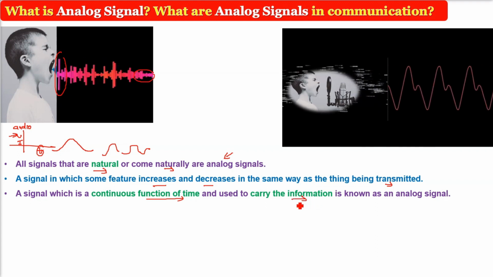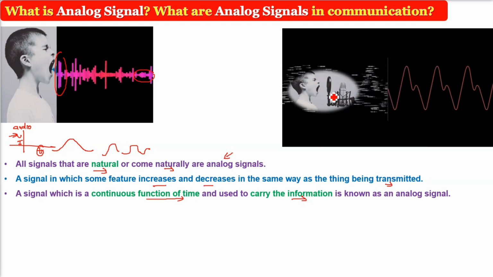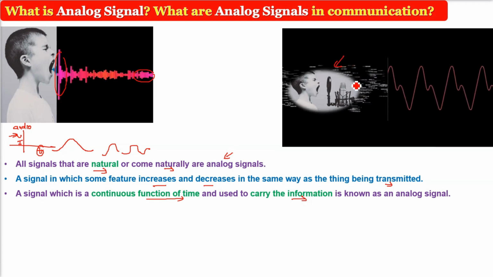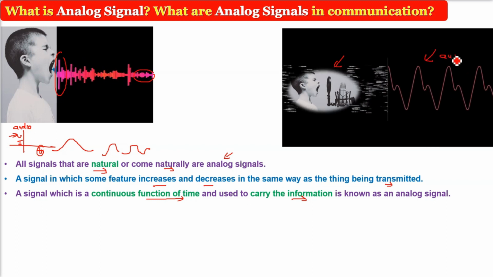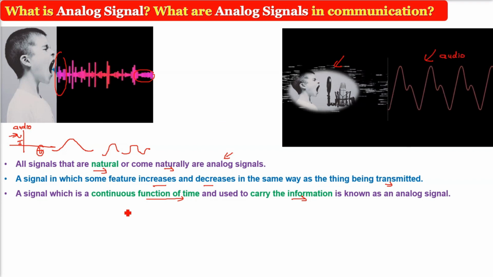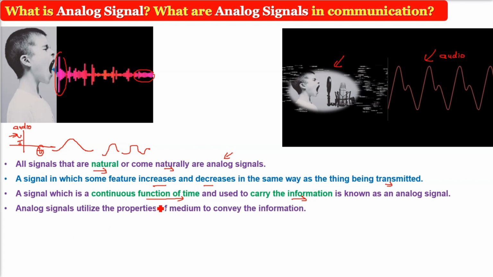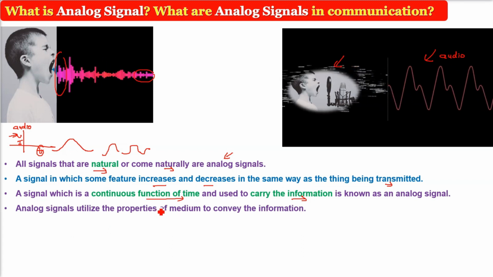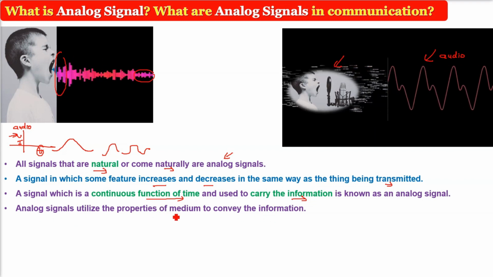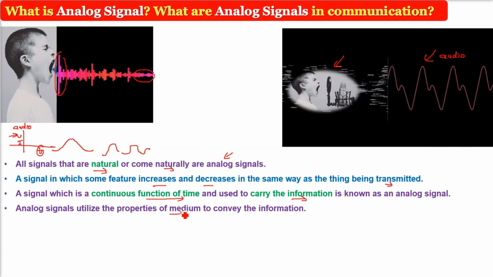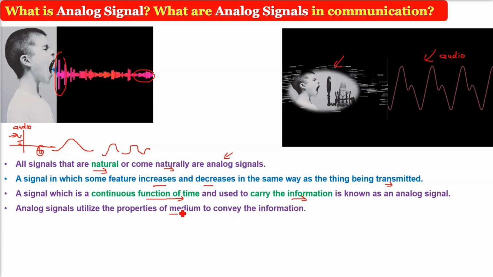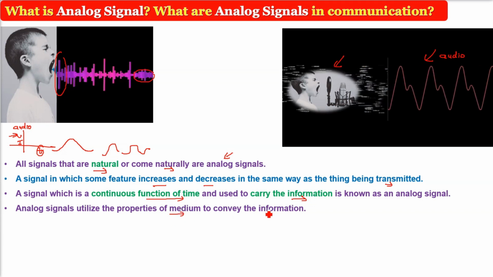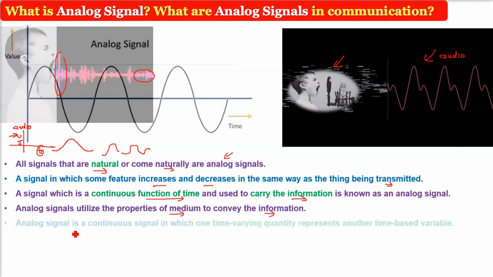Only a continuous function of time is not enough. It has to carry the information, and when the kid is speaking or singing, the data is converted into information, and that information is transferred as audio signals. And these audio signals are nothing but analog signals. Analog signals employ the properties of the medium to convey the information. Because when you speak to someone, you are using the air. You push your air through sound waves, and those waves travel and reach the ear of the other person. That is how he is listening.